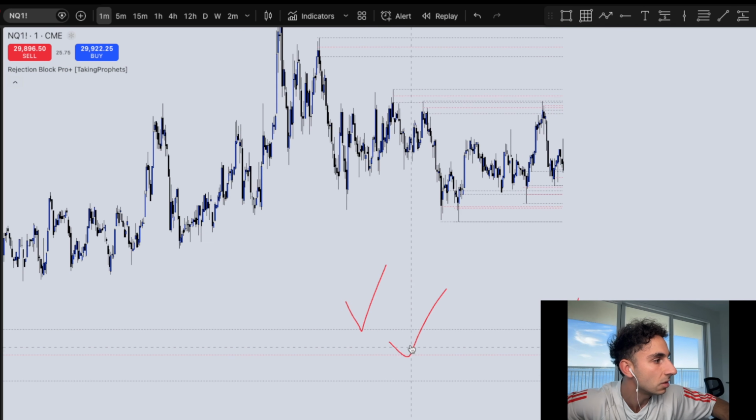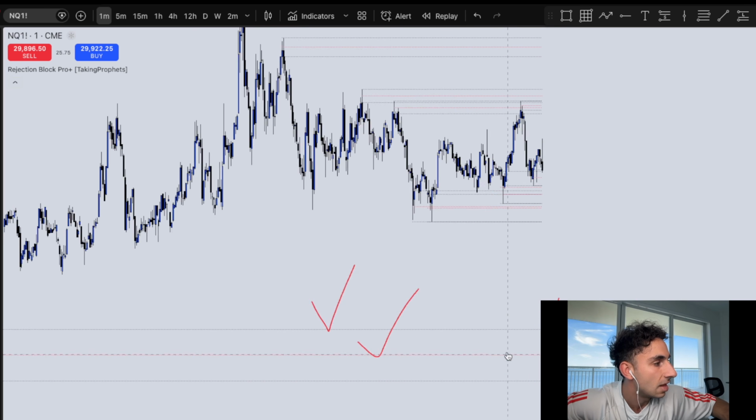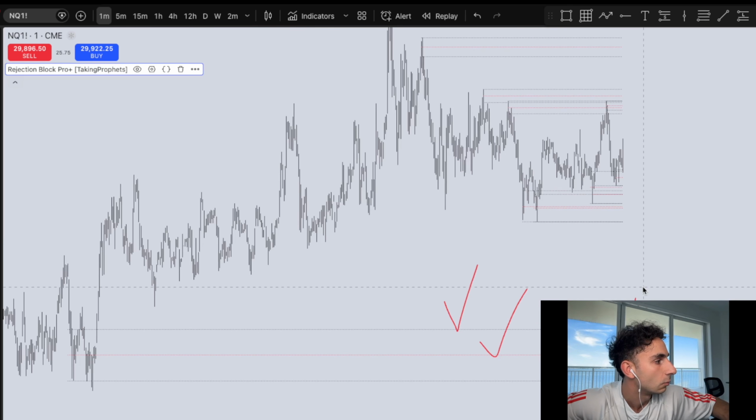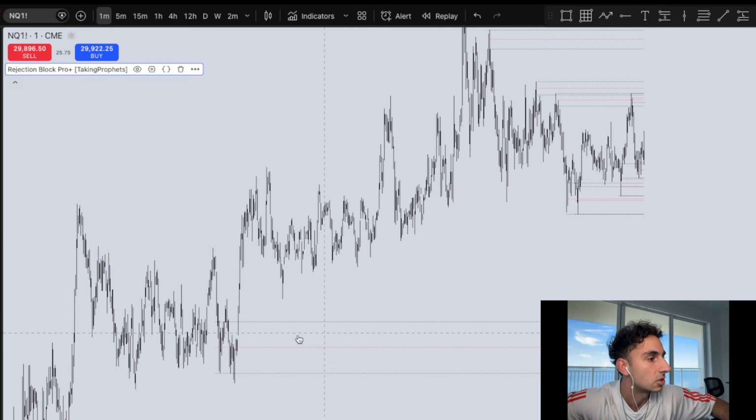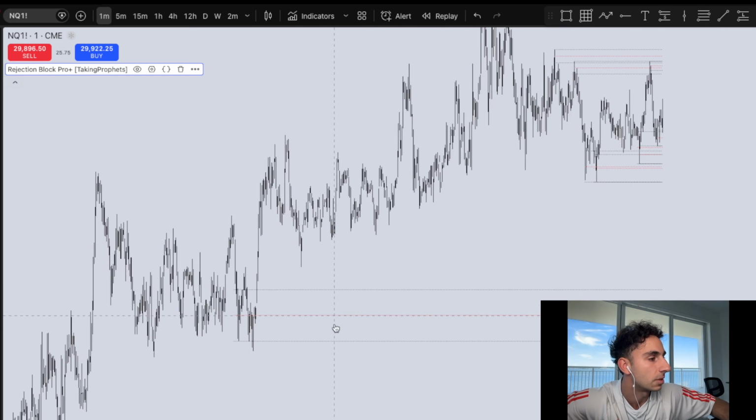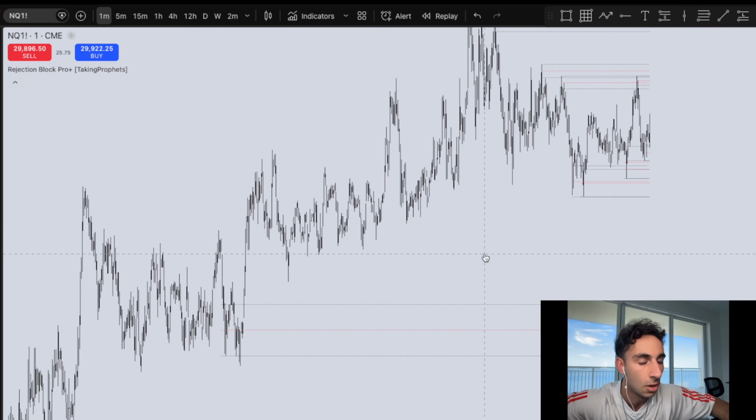And if you can see in hindsight that we tap the 50% of a rejection block and then form an inversion, very clean inversion, then that is usually a very strong confluence where you can play an inversion in these scenarios, especially if you start to align it with other ideas too. Sometimes you'll have a rejection block that lines up with OTE, or sometimes you'll have a rejection block that has an SMT at the bottom.